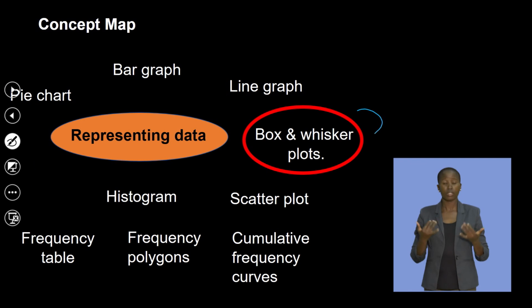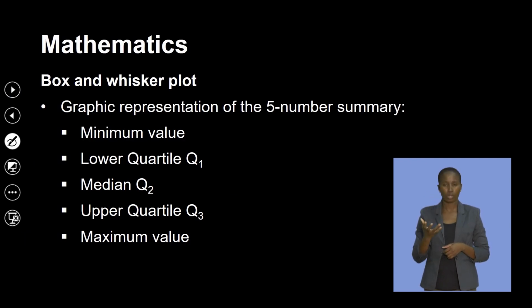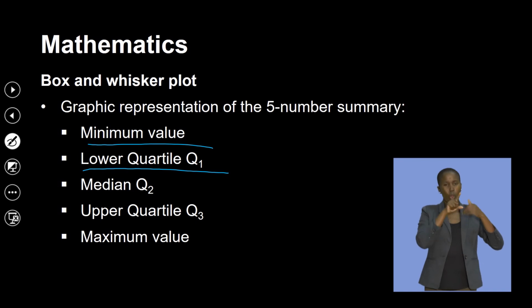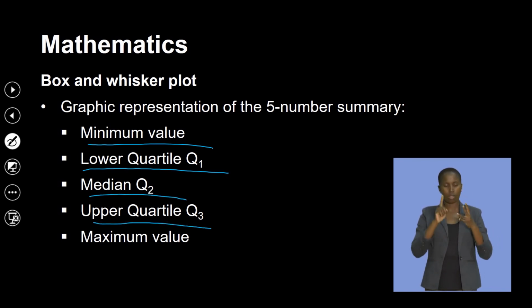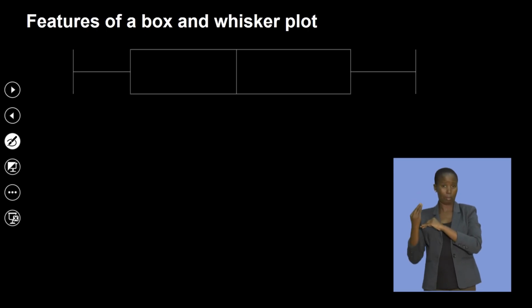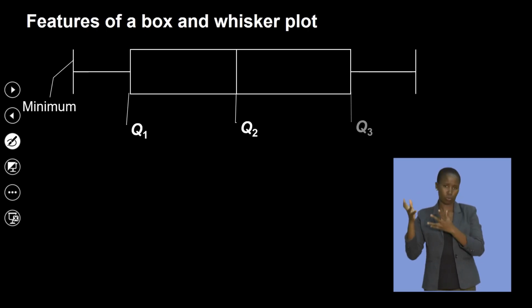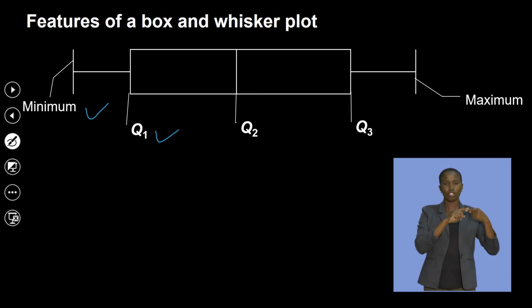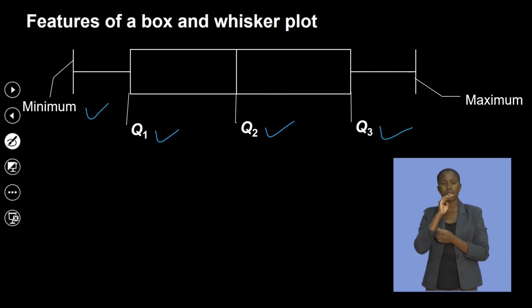Let's look at the whisker plot, what it looks like. The whisker plot is a box which contains the 5-number summary: the minimum value, lower quartile, median, upper quartile, and the maximum value. This is how the whisker plot looks: the minimum value there, Q1, which is the lower quartile, Q2, which is the median, Q3, which is the upper quartile, and the highest value, which is the maximum.